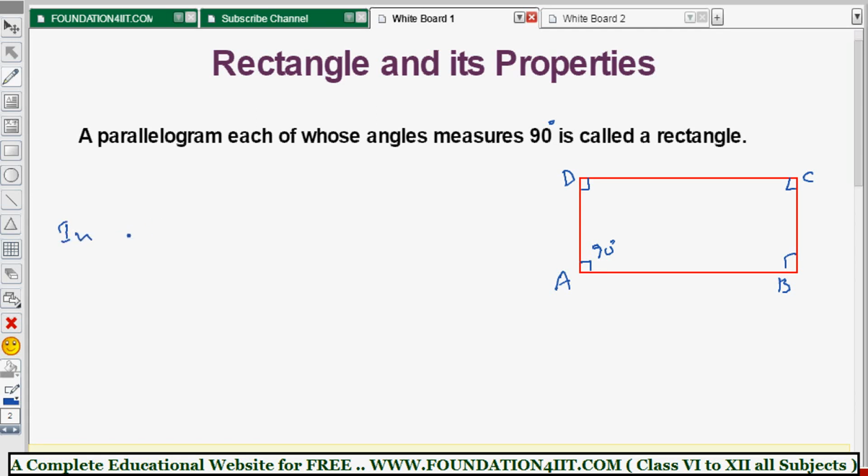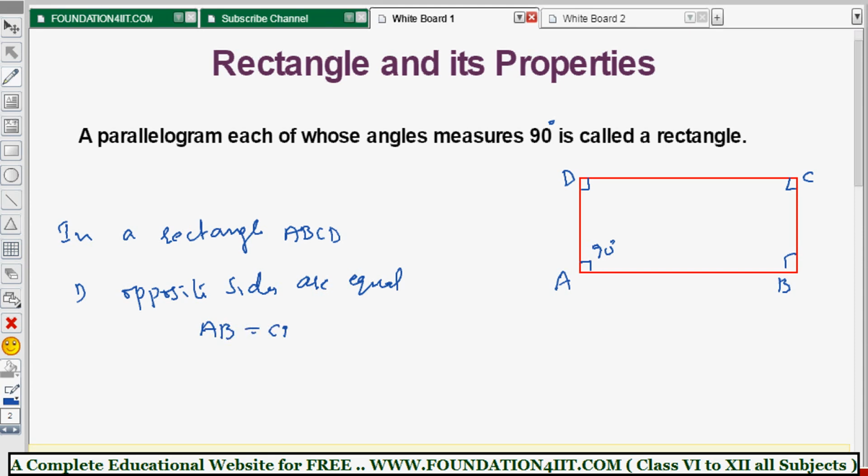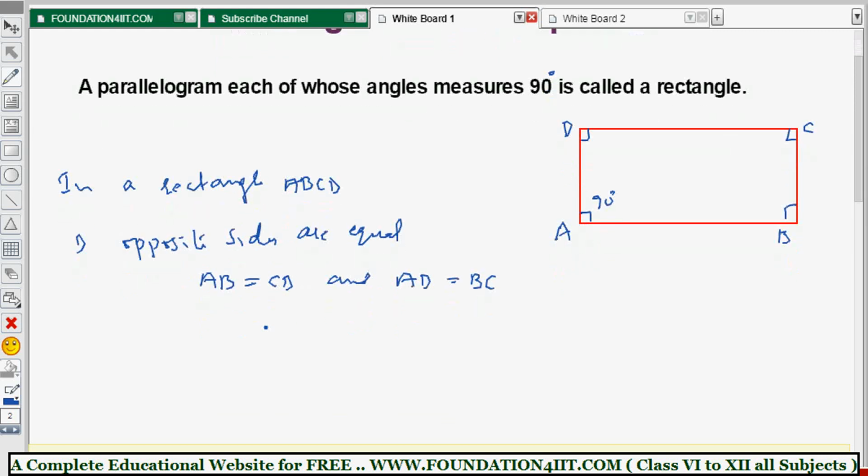So in a rectangle ABCD, the first property is opposite sides are equal. When opposite sides are equal, we have two pairs of opposite sides. That is, AB is equal to CD and AD is equal to BC. Okay, these two: AB is equal to CD and AD is equal to BC.